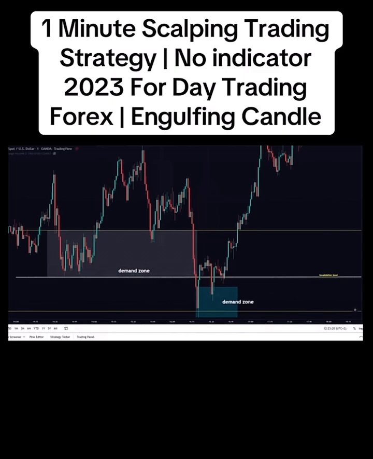The market retested the higher time frame engulfing candle here. Then after that we can see that price formed a structure plus a demand zone, meaning we can still enter the market. Then we will enter the market when this candle closes.